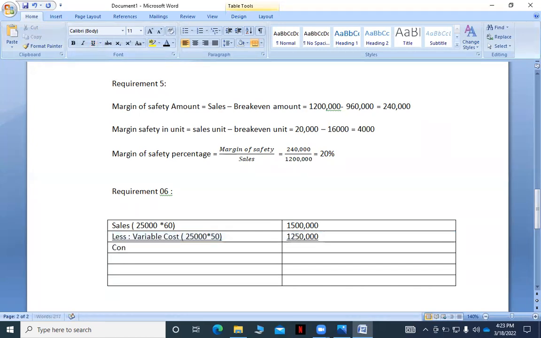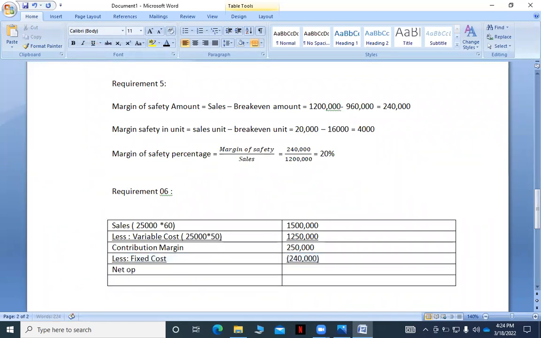Contribution margin 2,50,000. Contribution margin will be 2,50,000, right? 2,50,000. Now we'll deduct the fixed expense, less fixed cost. Fixed cost is 2,40,000. So 2,40,000 remain unchanged. So after deducting 2,40,000, what will be the net operating income?